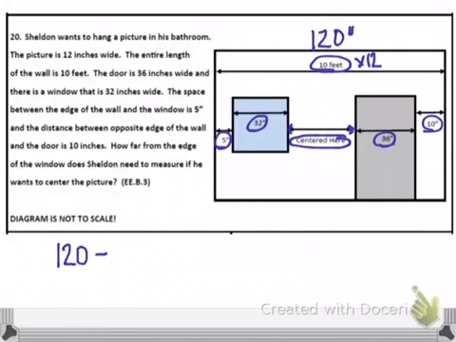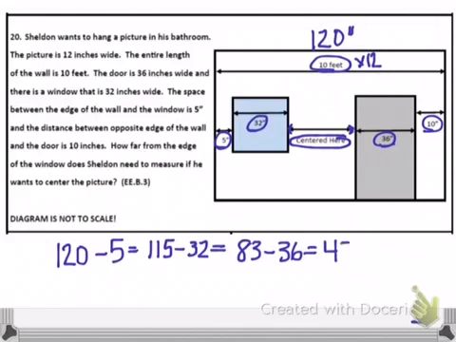Now, depending on how you want to do it, you can subtract one thing at a time. So you can say 120 minus 5 is 115, minus 32 would give me 83. And then I can subtract the 36, and that would give me 47. And then I can subtract the 10, and that would leave me with 37.